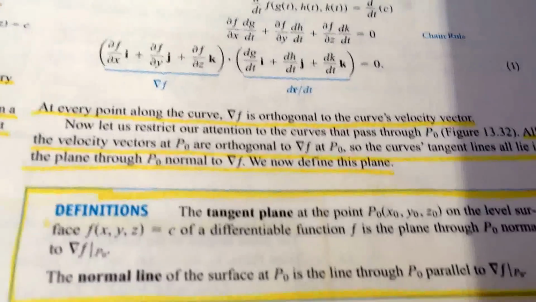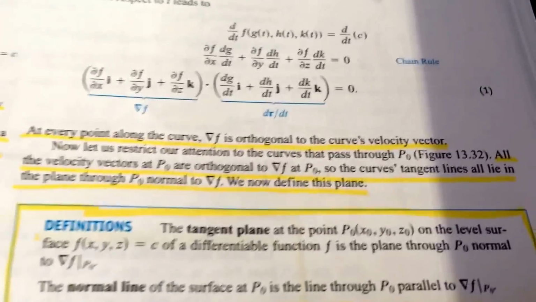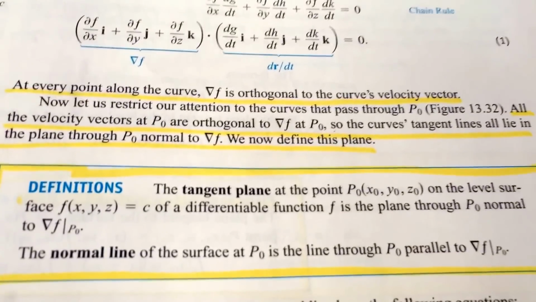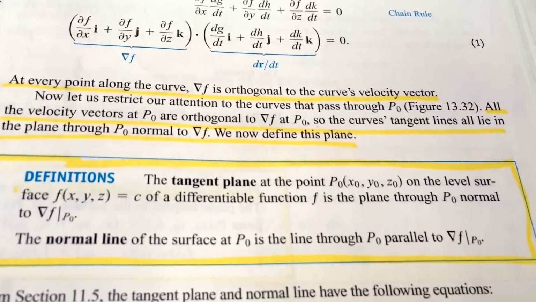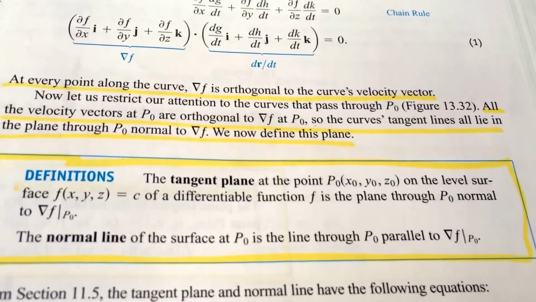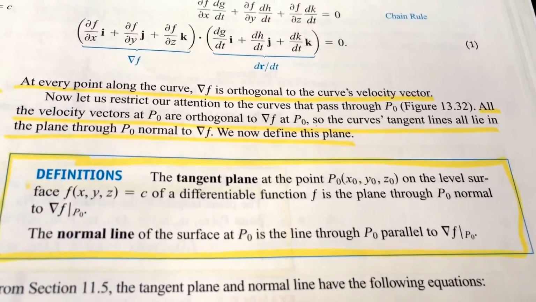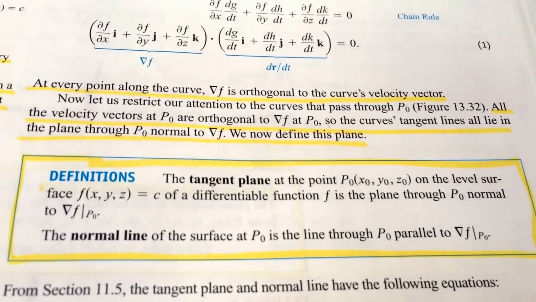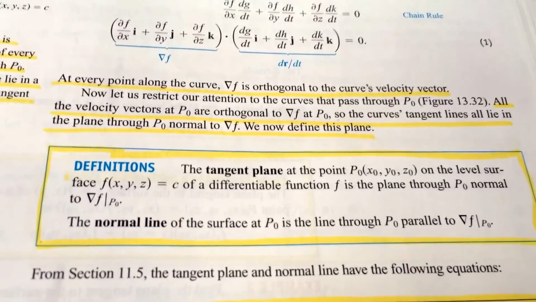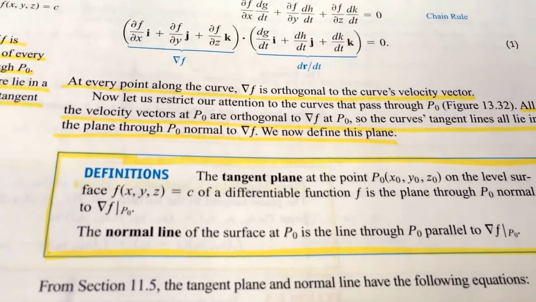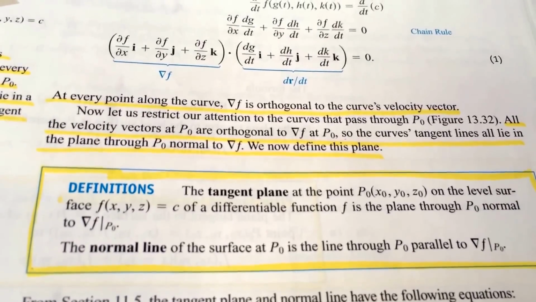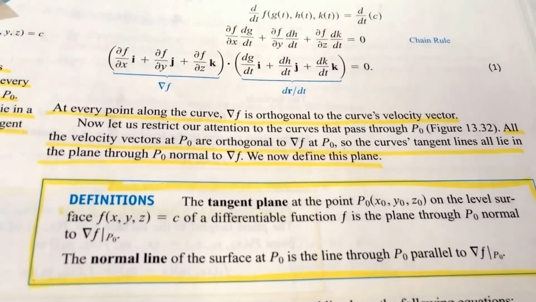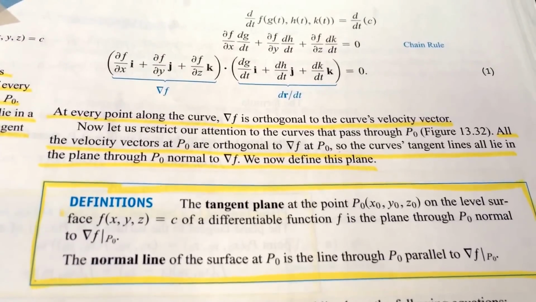And then they have in this definition, the tangent plane at some point to some level surface is the plane through that point normal to the gradient vector. And then here they talk about this being the normal line as opposed to the normal vector. So the normal line, the easiest way to think about that would just be the line that goes through the normal vector. Here they talk about it being parallel, but usually when they draw them, they have it going through it.